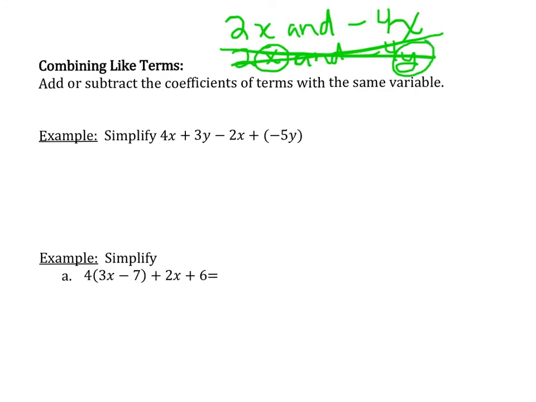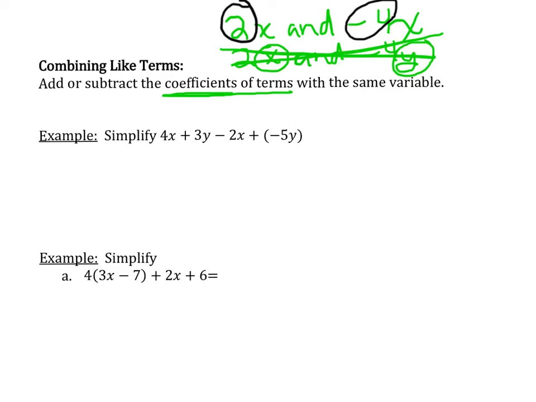And when I say combining like terms, we're going to add or subtract the coefficients, oh, there's a new word, of the terms with the same variable. What I mean by coefficients is the numbers that are in front of the variable. For instance, with this 2x and negative 4x, my coefficients are 2 and negative 4. Those are my coefficients. All right, let's look at an example where we simplify by combining like terms.